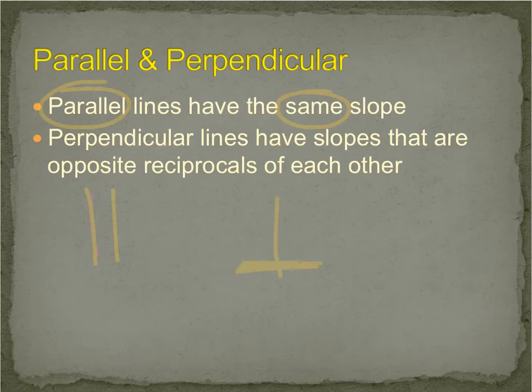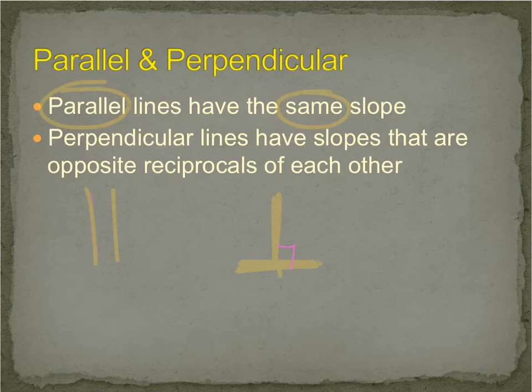Perpendicular. This is what perpendicular looks like. Upside down T. Where does the perpendicular line meet? Okay, I see what you're saying about at the center, but what is formed right here in the corner? A right angle. Perpendicular lines meet at right angles. They have opposite reciprocal slopes, meaning opposite. If something is positive, what's the opposite? Negative. If something's negative, what's the opposite? Positive. Reciprocal. What does that word mean? It's like the opposite of the negative. Okay, you got to do what? You got to flip it. Good.